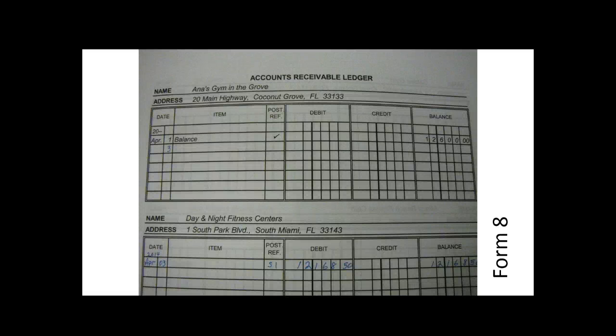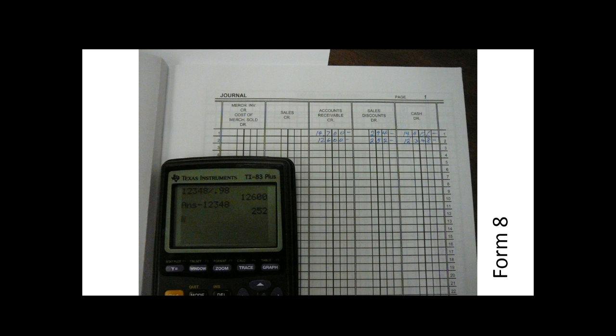So sure enough, sorry about that. So sure enough, $12,600 is the amount of the invoice that we have in the balance forward in Anna's Gym in the Grove's account in the accounts receivable ledger. So we feel comfortable recording it then in the cash receipts journal.